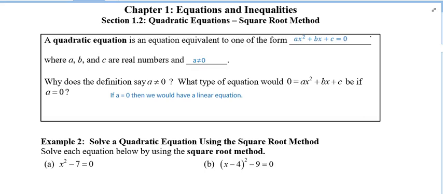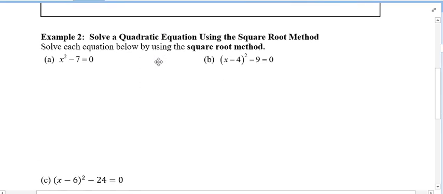Continuing on with solving quadratic equations, we're going to go to method 2, which is what we call the square root method. Sometimes you'll hear me refer to this as the genius method. So let's go ahead and look at it. Remember, a quadratic equation is an equation equivalent to one of the form ax squared plus bx plus c equals 0, where a, b, and c are real numbers and a does not equal 0. We know a cannot be 0 because if it did, we would have a linear equation and not a quadratic equation. So now let's get into this method of solving by square roots.